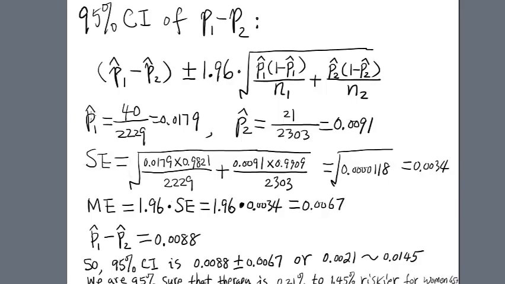All right, hope this helps. And so after this, we're going to talk about chi-square test in chapter 21. This is the end of chapter 20.